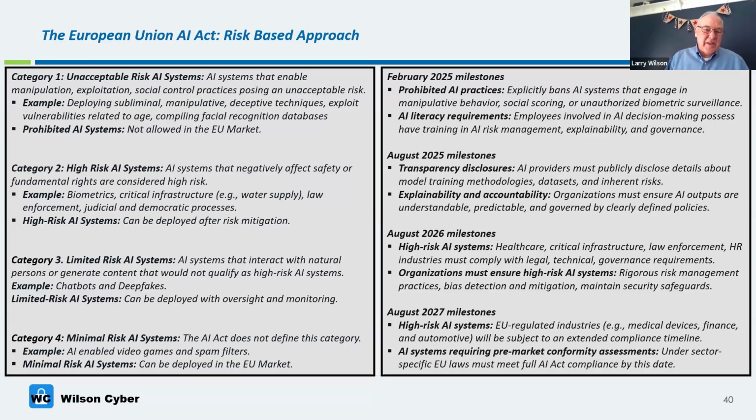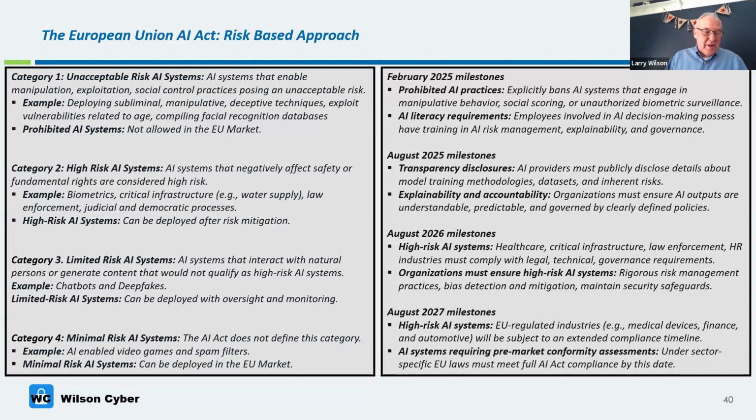AI systems that negatively affect safety or fundamental rights are considered high risk. Examples: biometrics, critical infrastructure, which we all do a lot of work with, law enforcement, judicial and democratic process. A high-risk AI system can be deployed after risk mitigation. These are where we have to have a security plan. These are where we're going to have to make sure we do risk assessments, right?